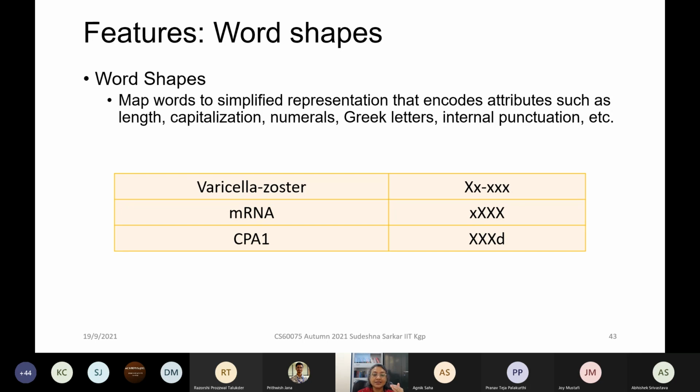What are the digits? What are the capitalizations, hyphenations in the word? That gives you information about whether it is likely to be a drug name or a protein name, etc. So the shapes of the words are also used as features for various NER tasks.